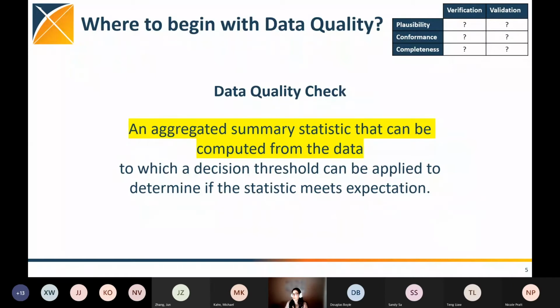The first thing we did was try to define what a data quality check actually is. What is it that we're going to use to measure data quality with this tool we want to build? We decided on this definition: it's an aggregated summary statistic that can be computed from the data, to which we can apply a decision threshold that determines whether or not this statistic meets expectation, whether it passes or fails. I'm going to focus on the part highlighted in yellow. I'm not going to get too far into the thresholds today for timeliness, but we have a lot of information on our website about how this works if you're interested.